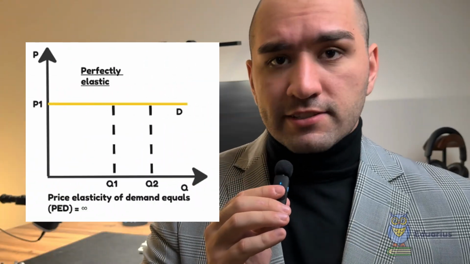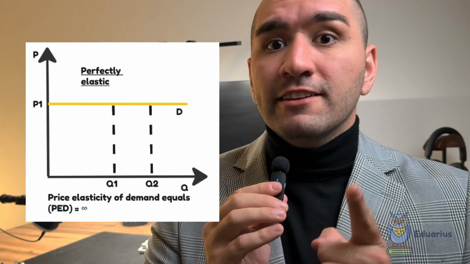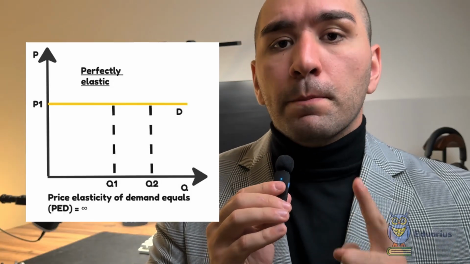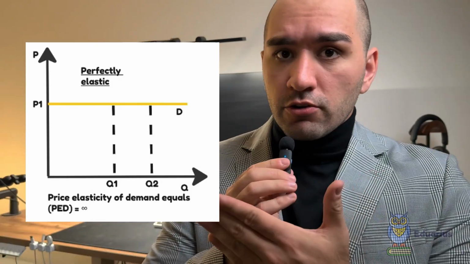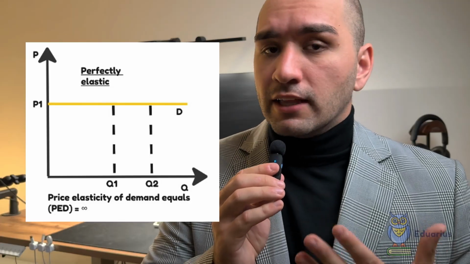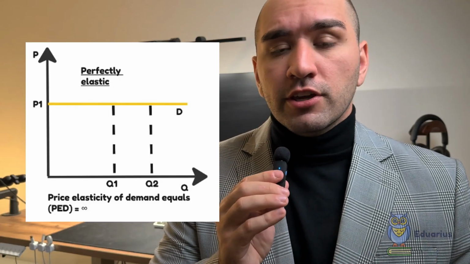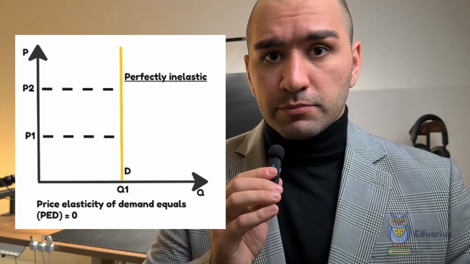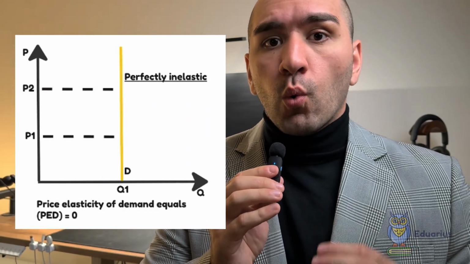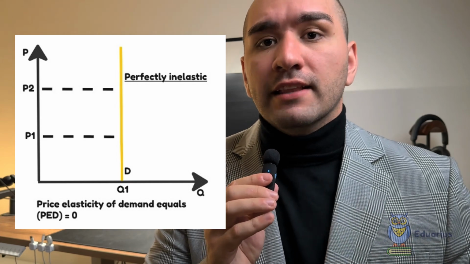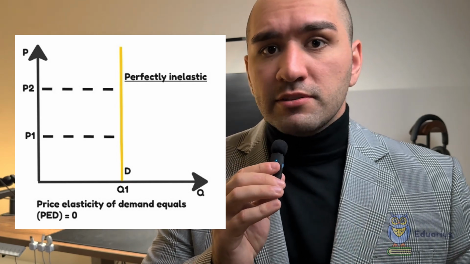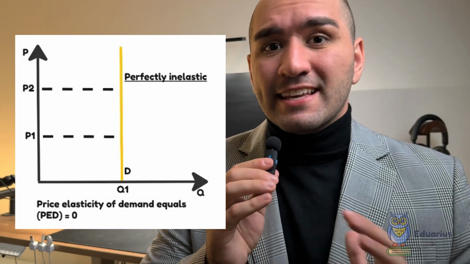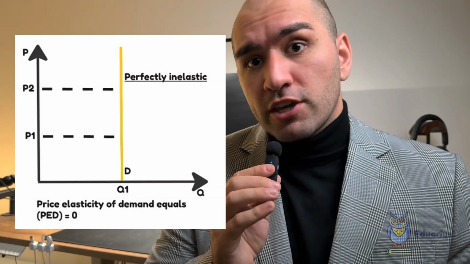If the price elasticity of demand equals infinity, we call it perfectly elastic. Here in the graph, price is stable and quantity demanded may change, increase or decrease. If the price elasticity of demand equals 0, we call it perfectly inelastic. On the graph, quantity demanded stays the same and price changes.